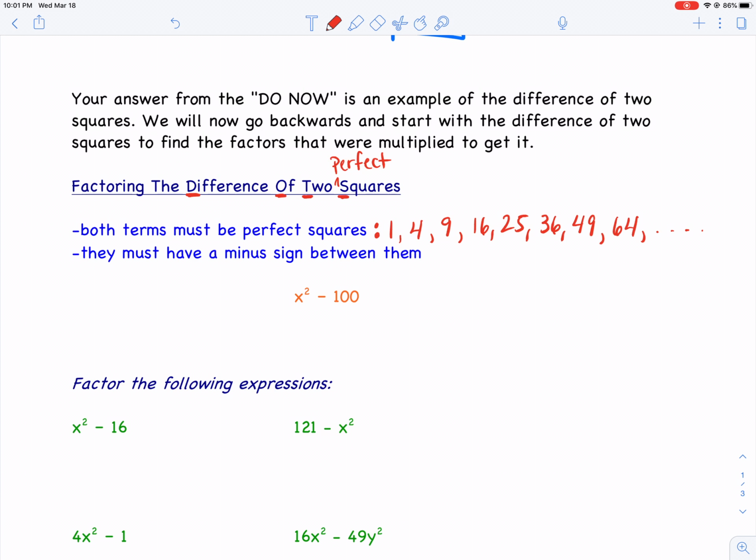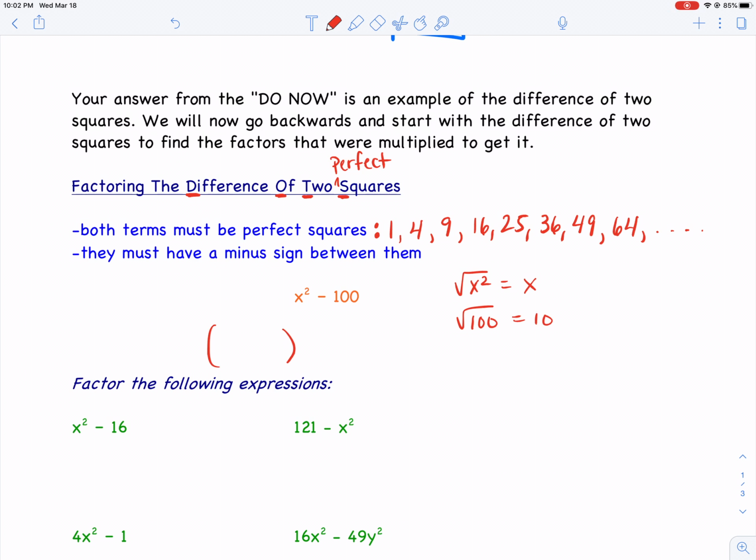So when I want to start with the binomial, like here, x squared minus 100, first I check, is it a difference? Yes, there's a minus sign. Is it two perfect squares? x squared is a perfect square. 100 is a perfect square because what number times itself will give you 100? That's right, 10. So if I take the square root of x squared, I'll get x. If I take the square root of 100, I'll get 10.